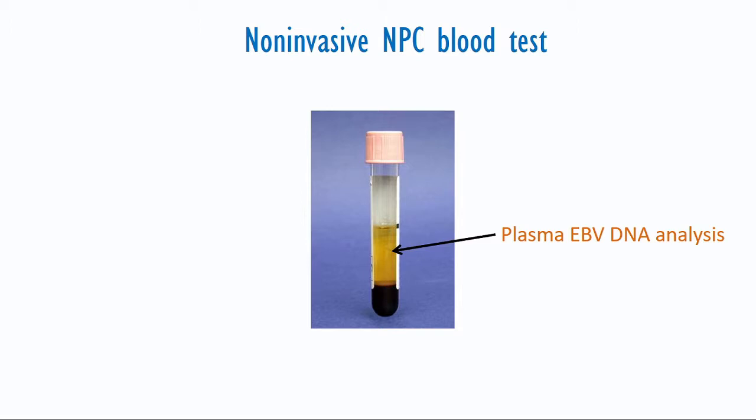But even that was already a hurdle, because people said the test cannot be specific. The reason is that Epstein-Barr virus, the other name for it is everybody's virus, because 99% of the population is already infected with the virus. So people said that your test is going to detect everybody.